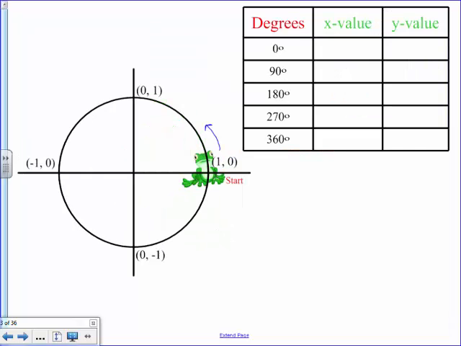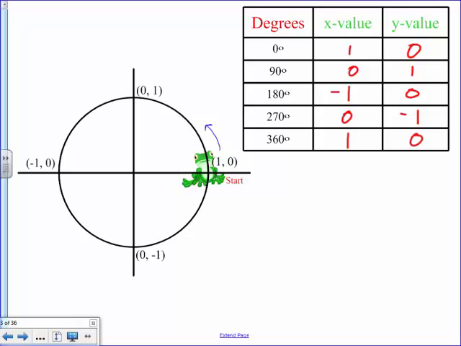So just to quickly fill out this table, this would be very useful for us. So at 0 degrees, we're at (1, 0). At 90 degrees, we're at (0, 1). At 180, we're at (-1, 0). Where the opposite's the case, (0, -1) at 270, and then we're back to the start at 360. So those are kind of very important points.